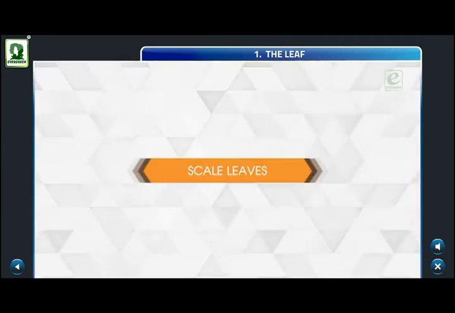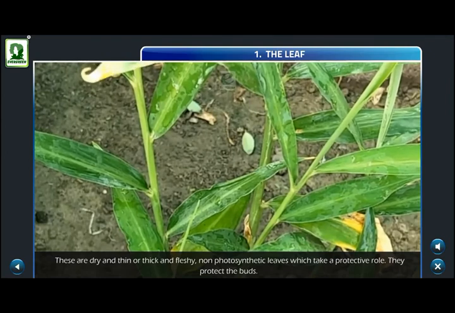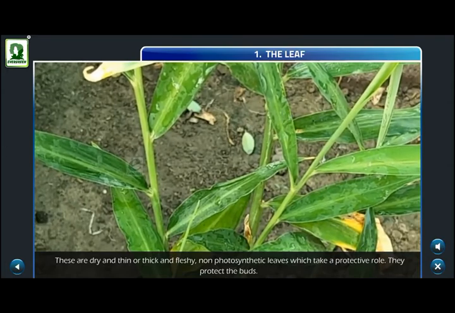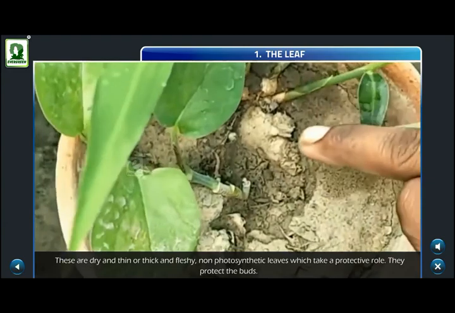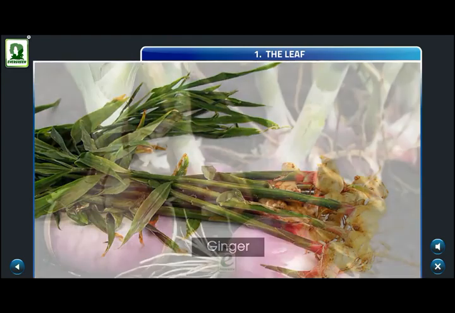Scale leaves. These are dry and thin or thick and fleshy, non-photosynthetic leaves which take on a protective role. They protect the buds. For example, ginger, onion.